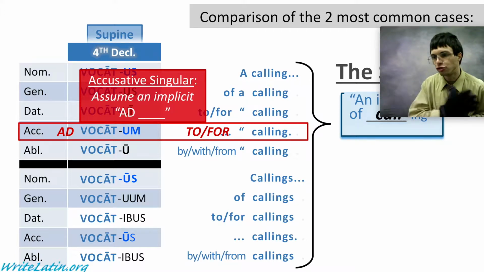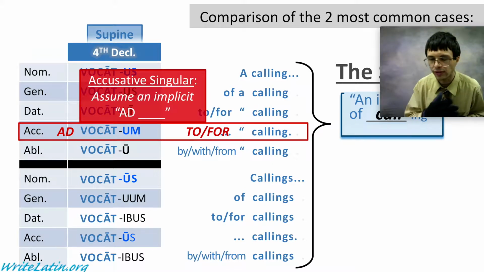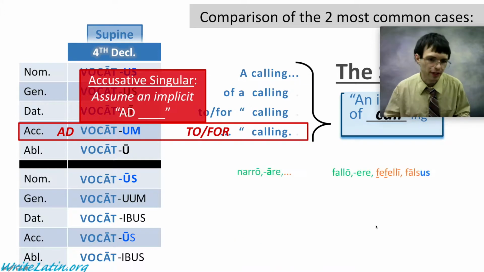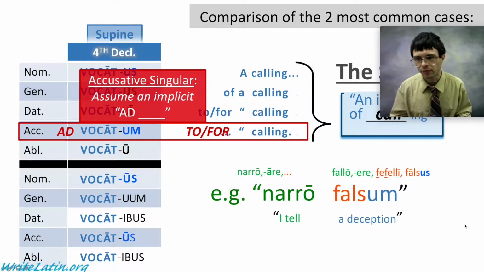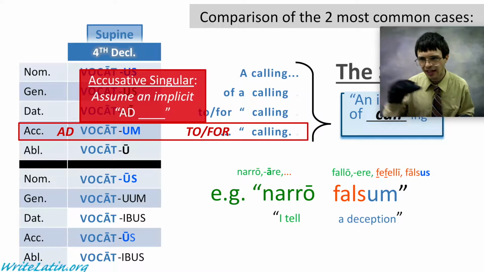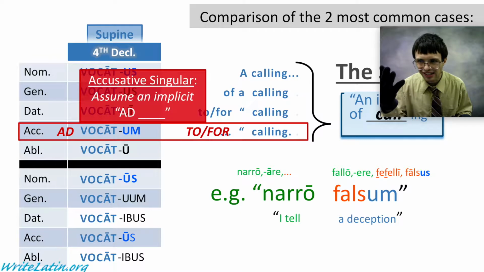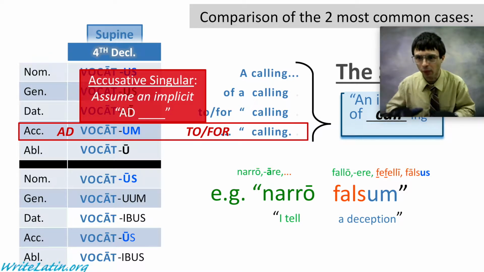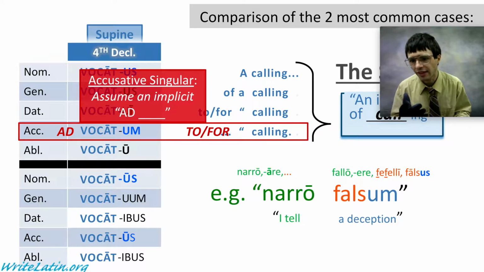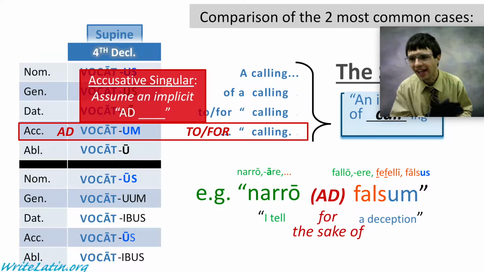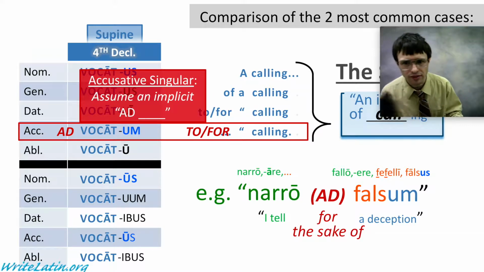It's always used directionally, as the goal point, or end point, of some sort of motion. So, for example, if I had narrare falsum, then it would mean I tell a deceiving, or I tell a deception. What does that mean? Maybe you can understand it, but the better way to understand it is to supply that ad, and then it will make sense. I tell for the sake of a deception, or I tell unto a deception. I tell to deceive. That's the way it's understood.